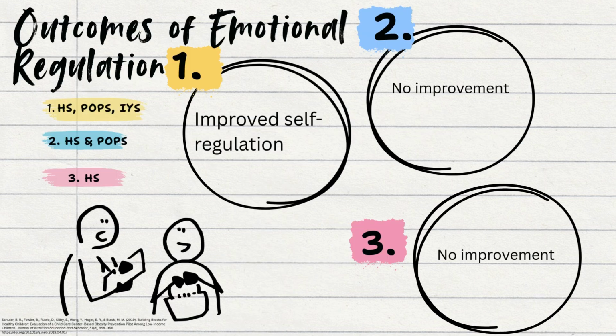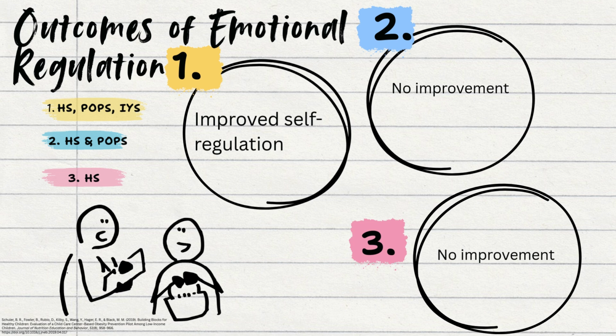The first group included Head Start, Preschool Obesity Prevention Series, and Incredible Years. All of these were intervention methods to help with emotional regulation and obesity-related behaviors. This group saw the biggest improvement, which was associated with improved self-regulation, suggesting that students were using these different intervention methods to regulate themselves during emotional crises instead of using food as their main coping mechanism.